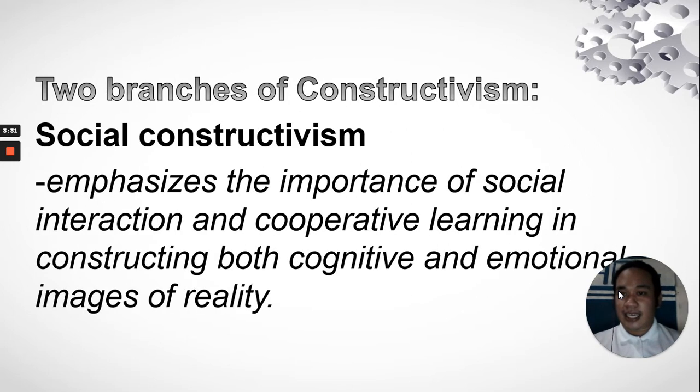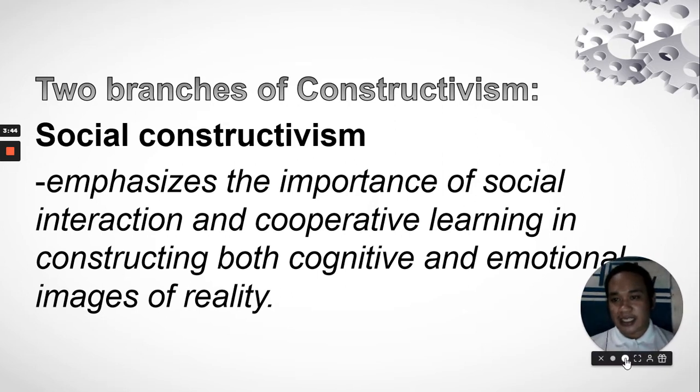And social constructivism emphasizes the importance of social interaction and cooperative learning in constructing both cognitive and emotional images of reality. So social constructivism places importance on the role of the society or the community of the individual. Because constructivism again includes not just the linguistic side but also the cognitive and the social aspect of an individual, and how it affects their learning.